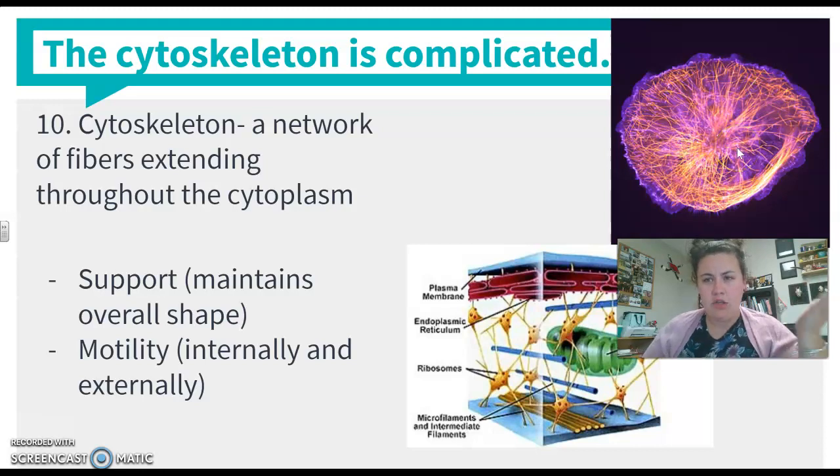It helps it move around on the inside of the cell, get from one side of the cell to the other. We also have external motility as well, so you will have projections that extend out of the cell, and that helps the cell move around. So like flagella, like the big tail sperm cells have, that's technically a part of the cytoskeleton. Cilia, which are the little hair-like things that paramecia have, those are part of the cytoskeleton.